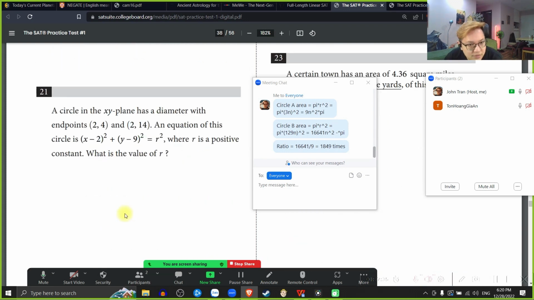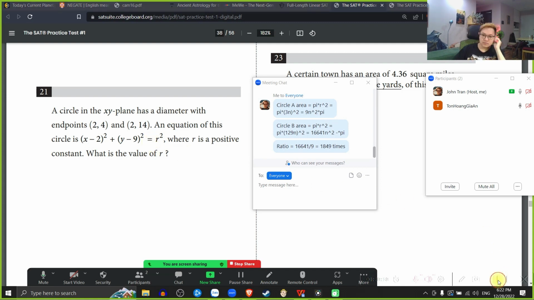Now, let's do 21. A circle in the xy plane has a diameter with endpoints (2, 4) and (2, 14). An equation of this circle is given, where r is a positive constant. What's the value of r? Of course, r is also the radius, if you can see that. So it asks you what's the value of r.